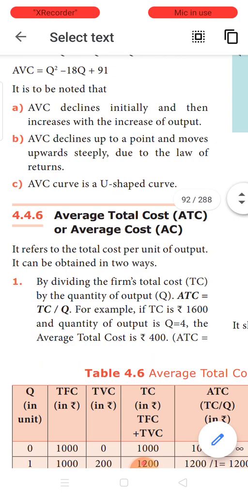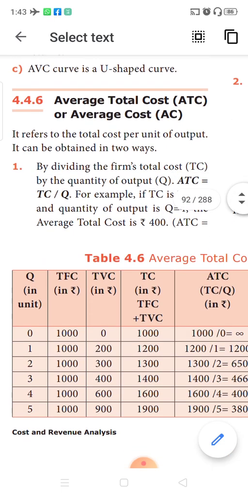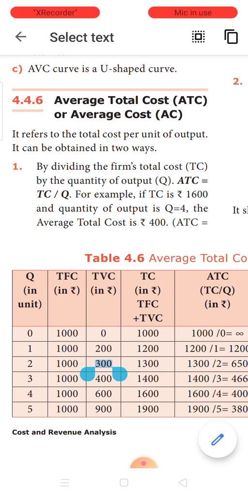Whatever I told you is given here. Next is average total cost, or just average cost. Average cost and average total cost, very simple. How do we arrive at the formula? Total cost divided by quantity produced, that's all.